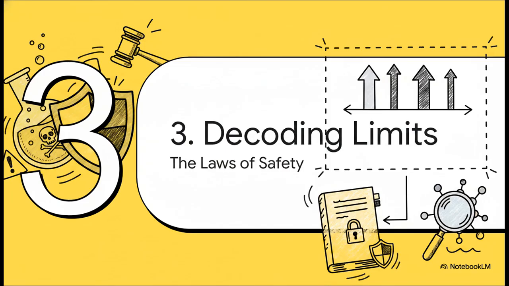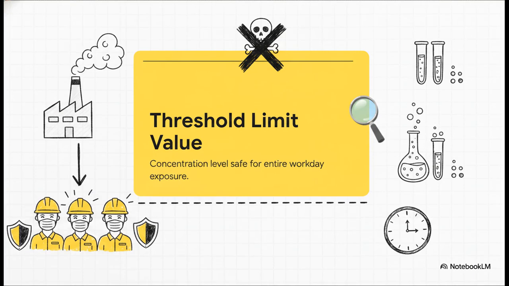The laws of safety. Okay, so knowing the enemy is only half the battle. Now we need to understand the exact regulatory boundaries that separate a harmful environment from a benign one. Because no poison is lethal in a small enough dose, and all poisons are lethal in a large enough dose. We need a clear-cut line. That line is the threshold limit value, or TLV.